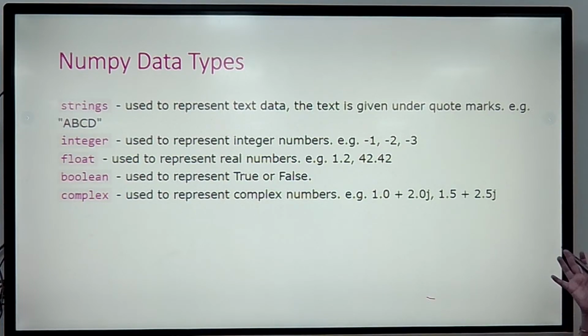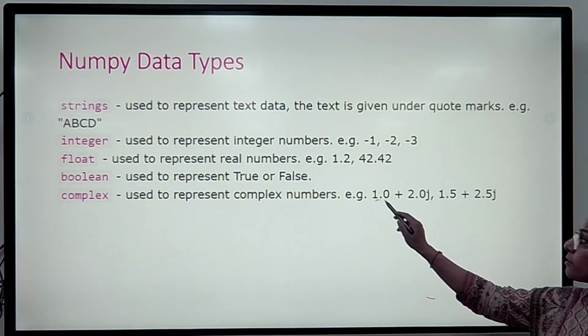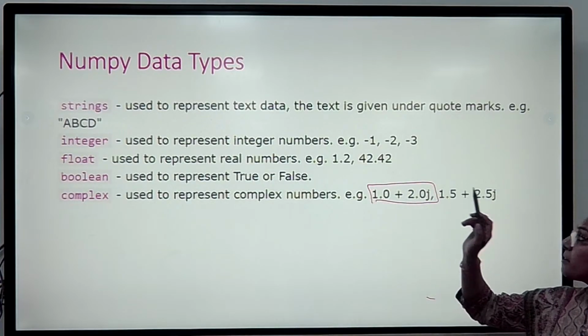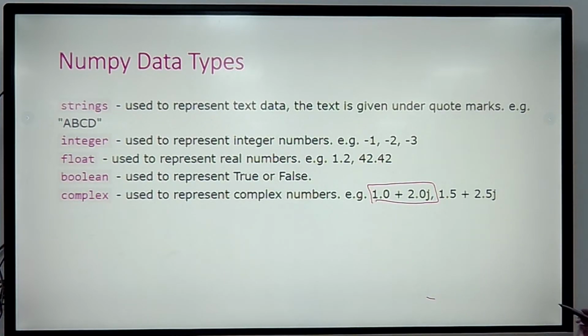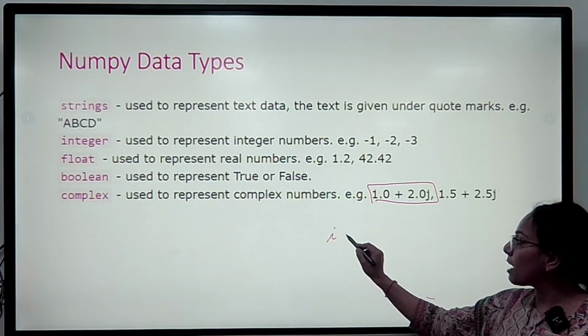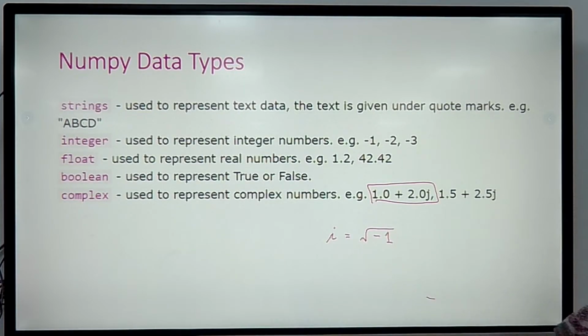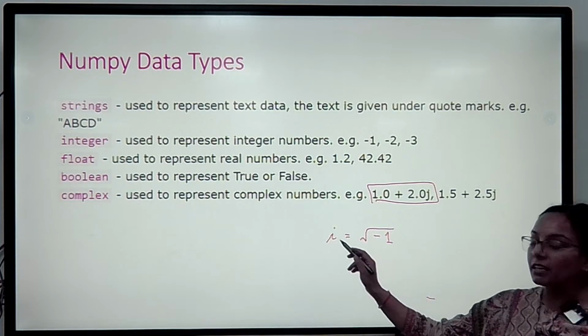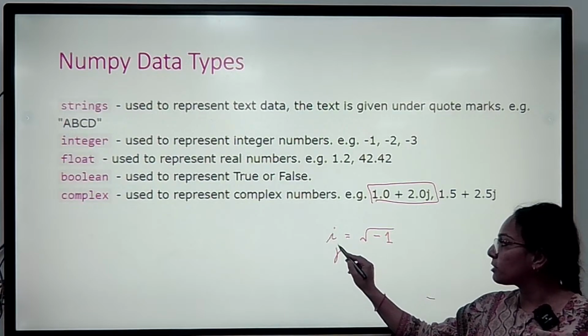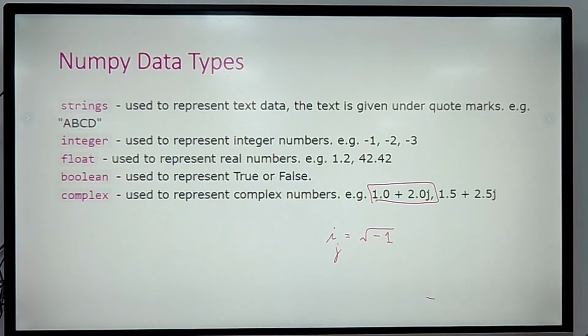Next type is float, 1.2 in decimal. Third type is boolean, true or false. Fourth type is complex data type, which is in the form of 1 plus 2j or 2 iota. A complex number is written as i equals square root of -1, right. The square root of -1 is a complex number, and we denote it by the symbol i, iota, or by the symbol j. Both are the same. At times we denote it by iota, at times by j.